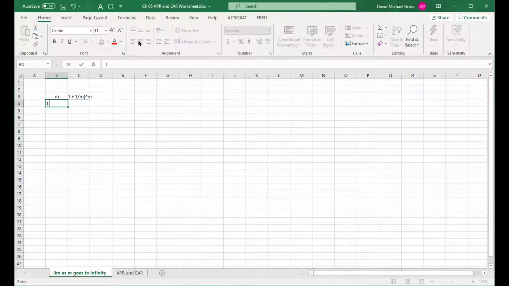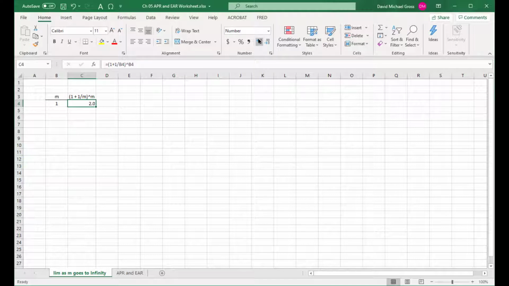Okay, so when m equals 1, what does this equal? And we'll center that as well. This is going to equal 1 plus 1 divided by that value to that value, and I can see that this is going to equal 2, and I'll add a couple decimal places. And when I go to 2, that's going to equal 2.25, and when I go to 3, that's going to equal 2.3704, and I can see that as m gets larger and larger, I'm adding a smaller and smaller fraction.